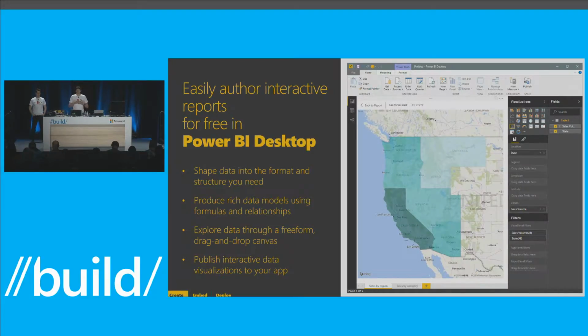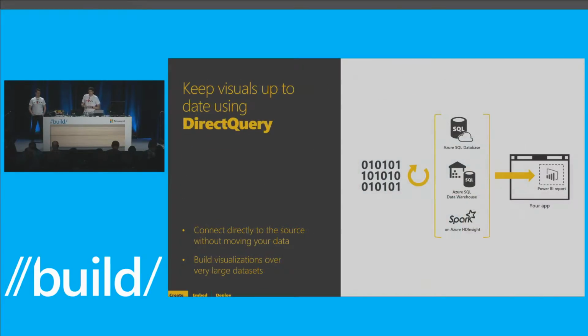Now, to keep your data fresh and always up to date, we have a feature in Power BI Desktop and in the Power BI Embedded service known as DirectQuery. What this does is you can create a data model on top of, let's say, a SQL Azure database, and build a report on top of that. When someone views and interacts with that report, we translate all their interactions into, in this case, SQL queries, pass that directly down to your database, query the data there, and bring the results back and display them to the user.